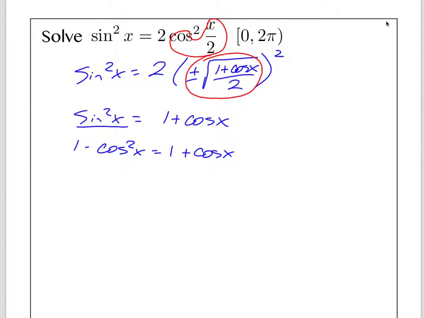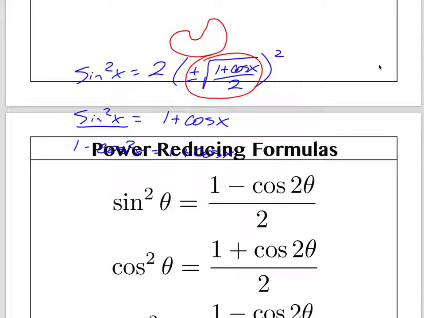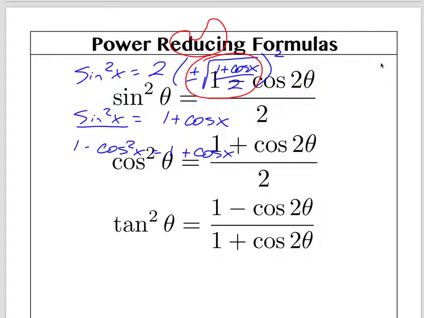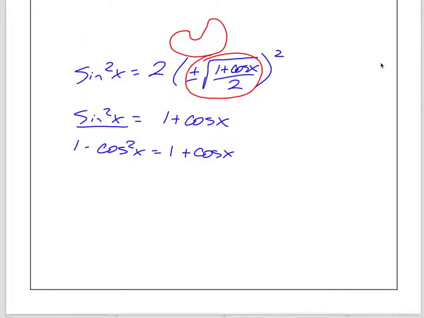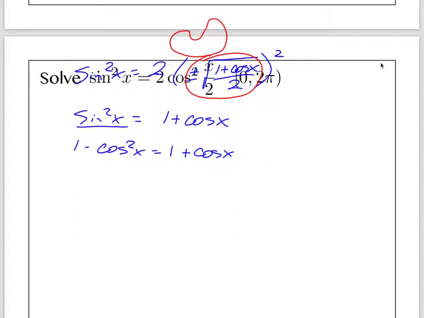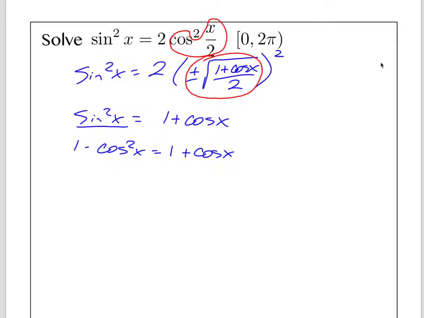Why do I not want to use the power reducing on that sine squared? Because then you have cosine, and it changes it to two things. When I use a power reducing, it changes my angle to double whatever I started with. On this one, my angle is just x, so that's why I want to use the Pythagorean versus the power reducing. If this was 2x, then I'd want to use the power reducing. But since it's x, I just want to use the Pythagorean.